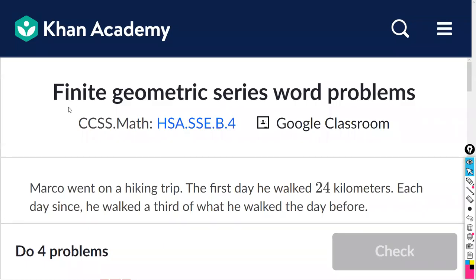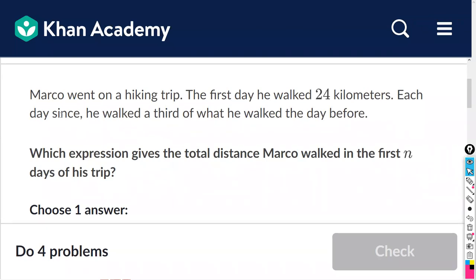This will be for the exercise, finite geometric series word problems. Marco went on a hiking trip. The first day he walked 24 kilometers. Each day since, he walked a third of what he walked the day before. Which expression gives the total distance Marco walked in the first N days of his trip?